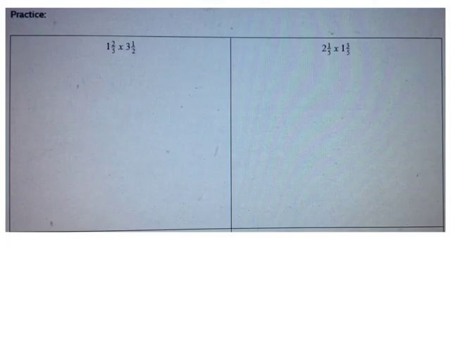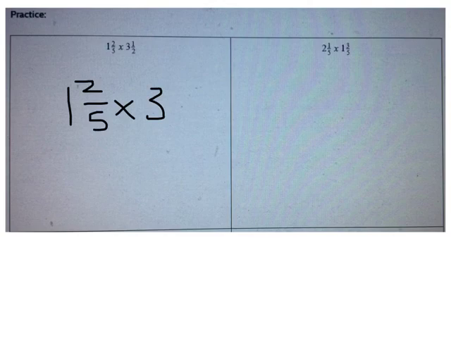Now you're going to try a few practice problems on your own. Go ahead and solve 1 2/5 times 3 1/2. Enter your answer as a mixed number. Make sure you are following the steps at the bottom of the page. Convert to improper fractions, multiply, and then change back to mixed numbers.